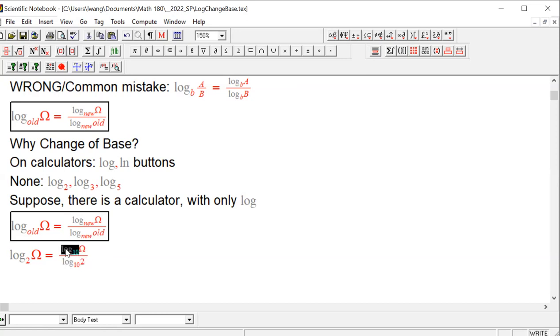And you know that by default, we just write log. Log means log base 10. And there you go. So you can convert base 2 to common log. That's why you can convert any base to common log. You only need one button.